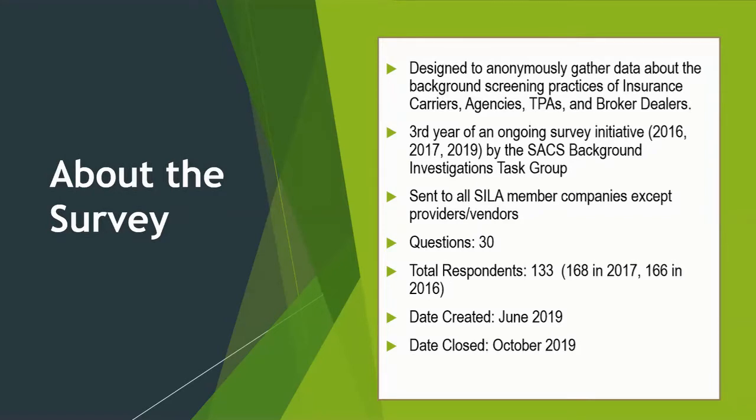So the information we're going to present today represents about 133 respondents in the categories of insurance carriers, agencies, TPAs, and broker dealers. And what we have also tried to do is layer this in with previous years' surveys so that we can trend track this and then allow the membership to try to identify how they might best modify their practices going forward. And last but not least, this was closed on or around October 2019, which I think was around the time of the annual conference.